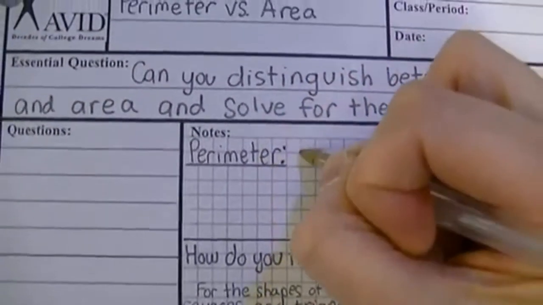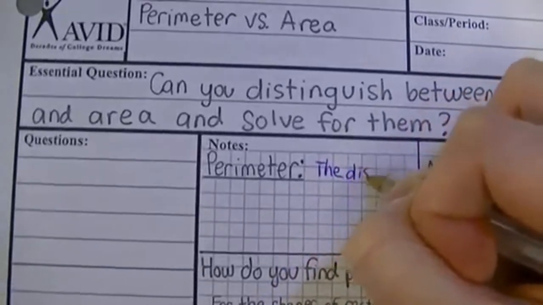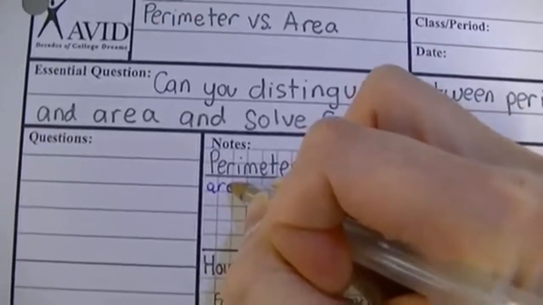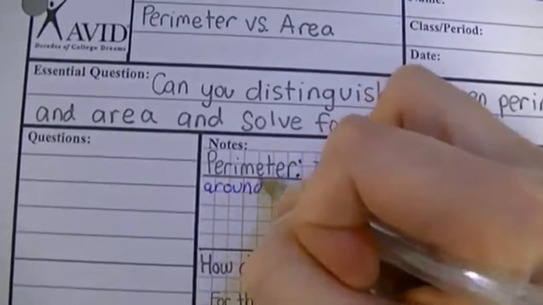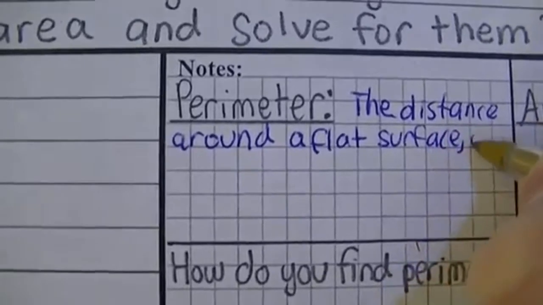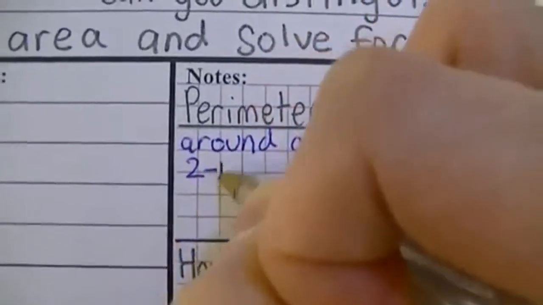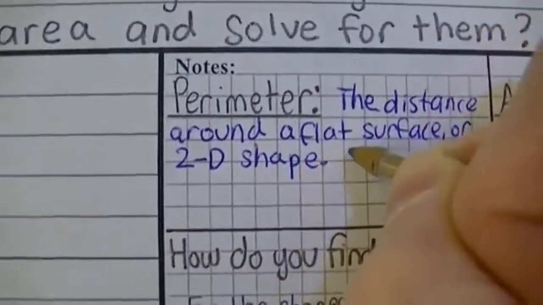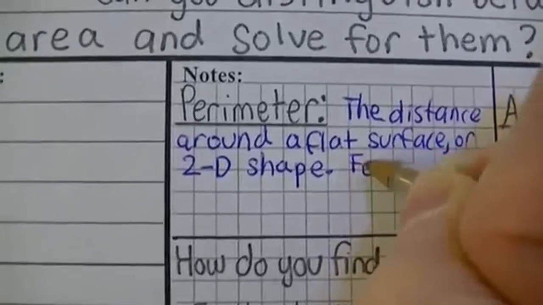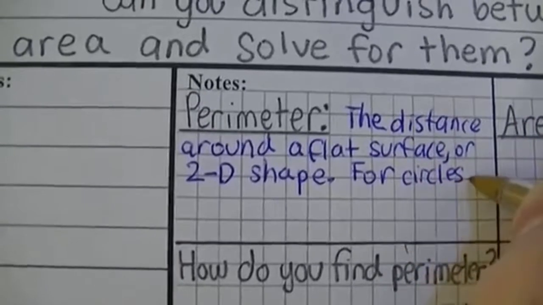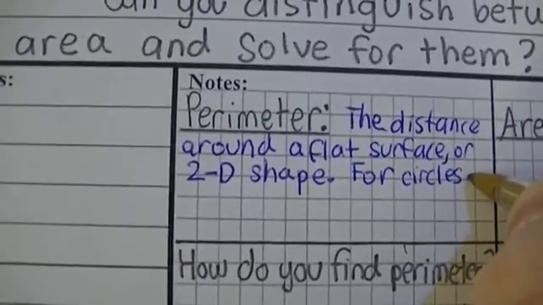So perimeter is the distance around a flat surface or two-dimensional shape. I'll use 2D for two-dimensional. And two-dimensional, just, it's flat. And for circles, the perimeter is called circumference. So when you're dealing with a circle, you don't say perimeter, you say circumference.